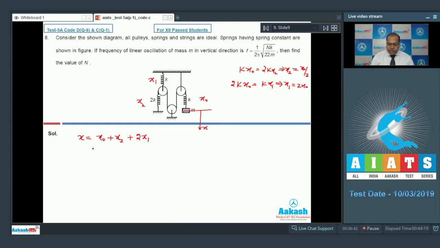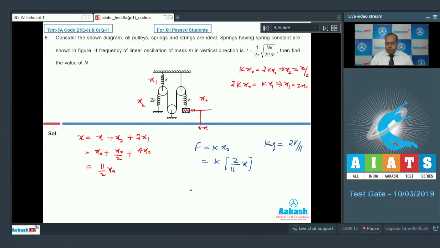If I write this complete expression in terms of x0, it can be written as x0, x2 can be written as x0 by 2, and x1 term can be written as 4 into x0. On further solving, it comes out to be 11 by 2 x0. Now the restoring force acting on the block of mass m can be written as k into x0, and the value of x0 from here gives k into 2 by 11 into x. So that is equal to mass into acceleration.